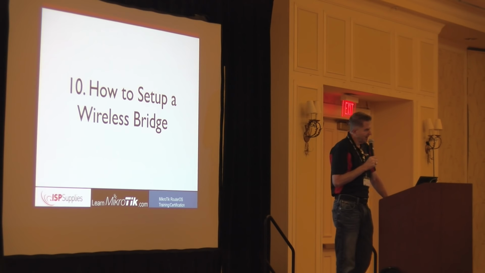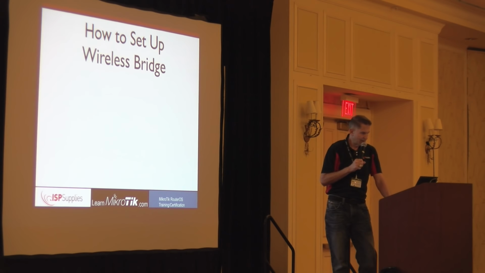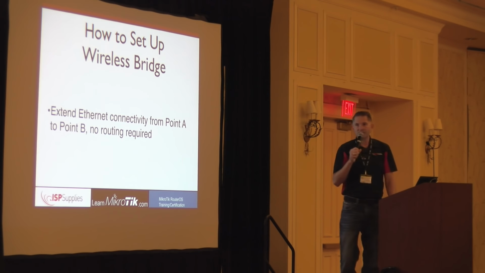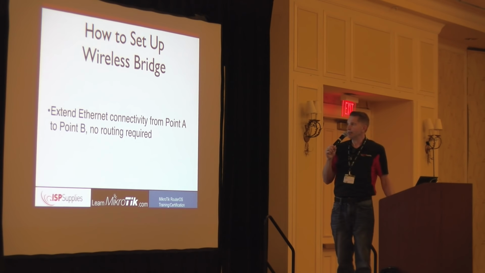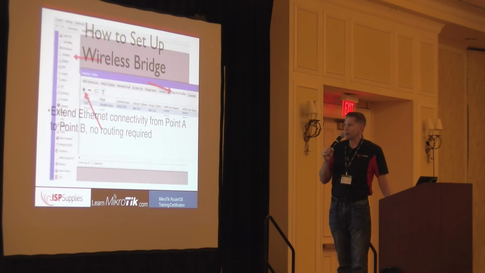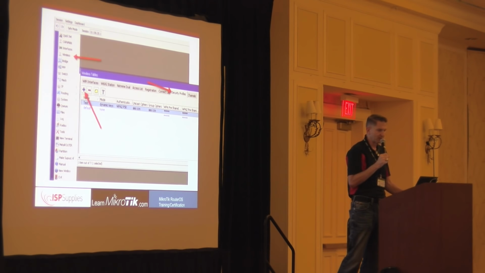And finally, number 10, how to set up a wireless bridge. With 2 RouterOS devices, it's very easy to extend connectivity from one point to another, from point A to point B. This is the method you want to use when you want to tie 2 buildings together or 2 locations and you don't want to do any routing in between.